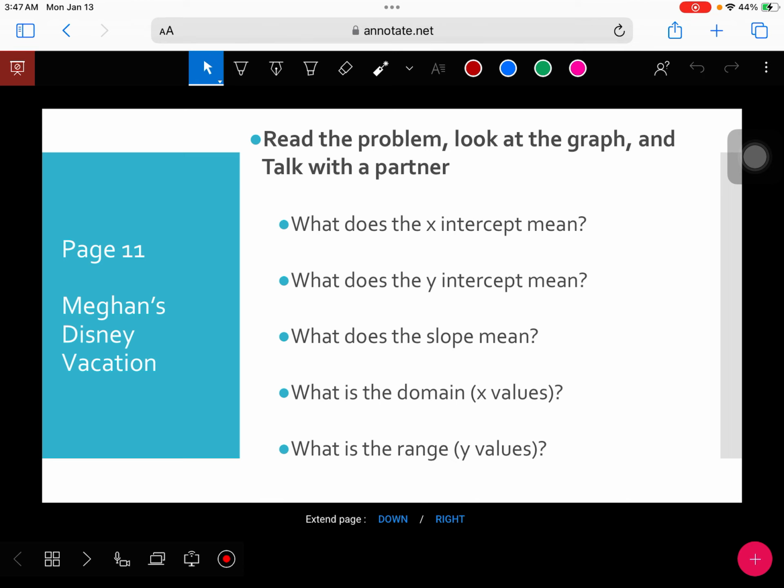what does the x-intercept mean? Well, before you can figure out what it means, where is the x-intercept? Okay, what does it mean to be an x-intercept? And then what does it mean for this particular graph? What does the y-intercept mean? What does the slope mean? What is the domain? What are all possible values of x for this particular problem? And what is the range? All possible y values. So read the problem, look at the graph, talk with a partner about these problems. So I'm going to pause here while you do that and come up with your answers.